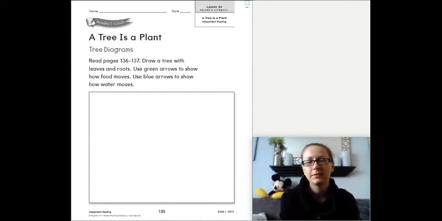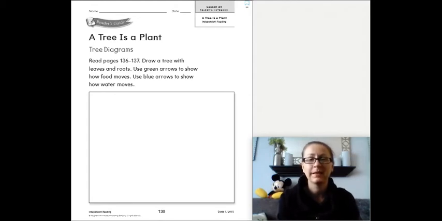Today we are going to go through the independent reading assignment for today, which is on page number 130 and 131 in your reader's notebook. And in this assignment, we're going to be also using our hardcover reading book, so also make sure you have that book with you before we start. So let's read your directions for page 130.